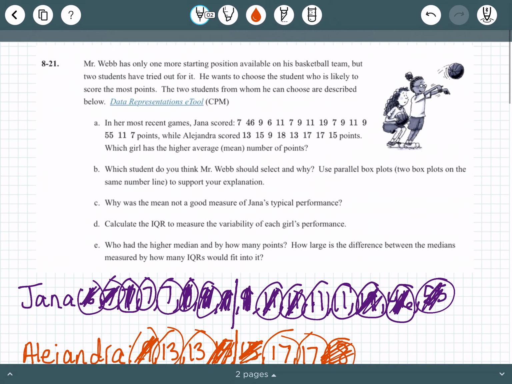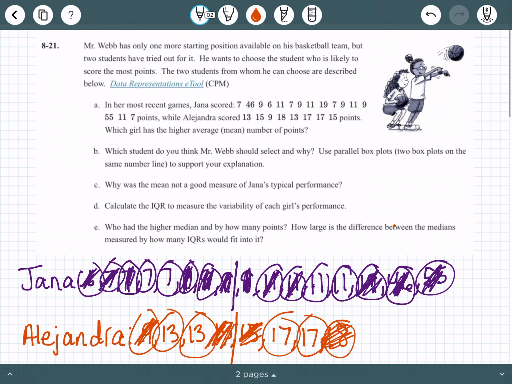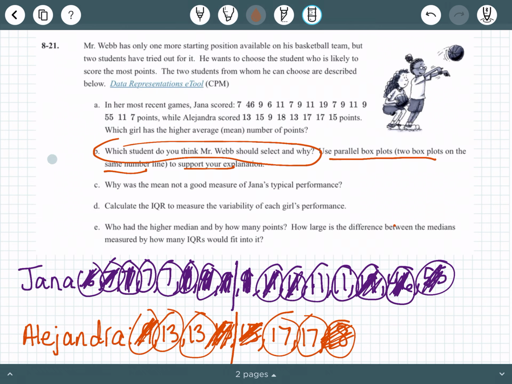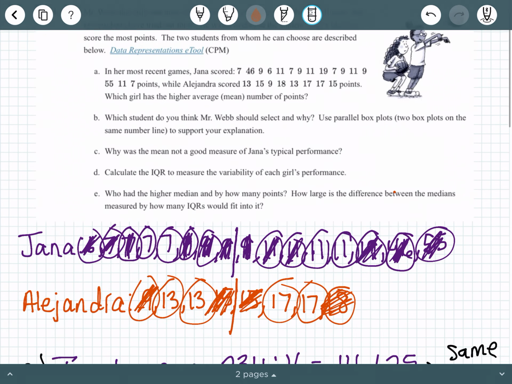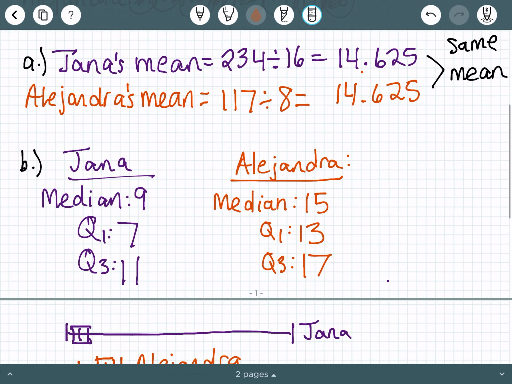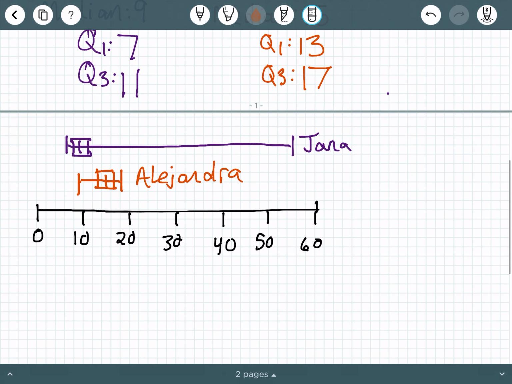For part B, it told us to use parallel box plots, which we did, on the same number line, to support our explanation. So we need to say which student you think Mr. Webb should select and why. All right, so we have our box plots, we have our mean, quartiles, all of that. So now we want to explain who is a better choice and why.